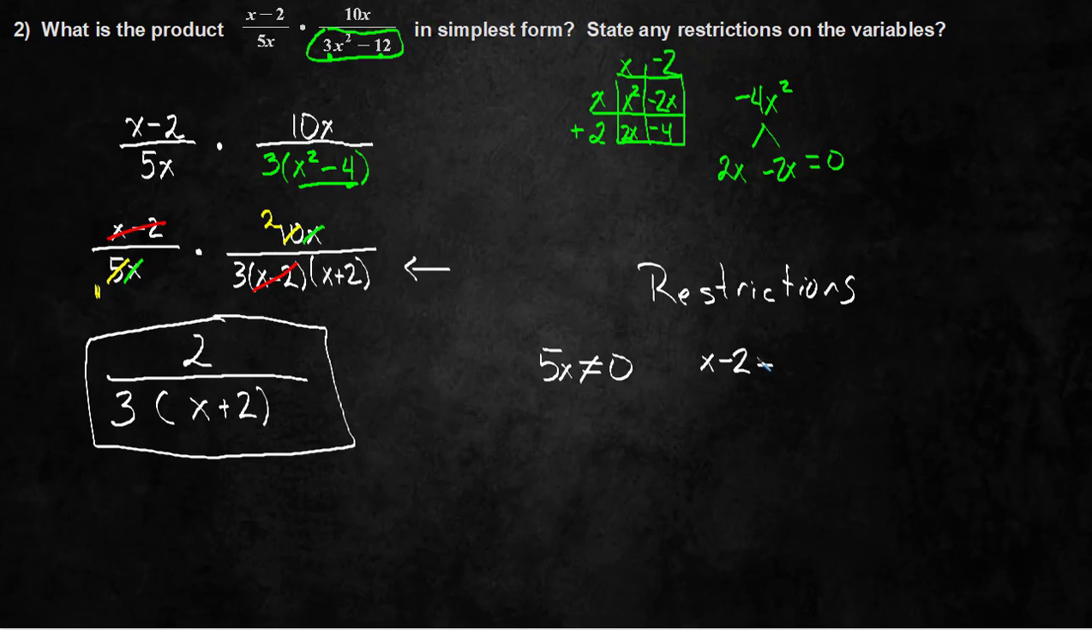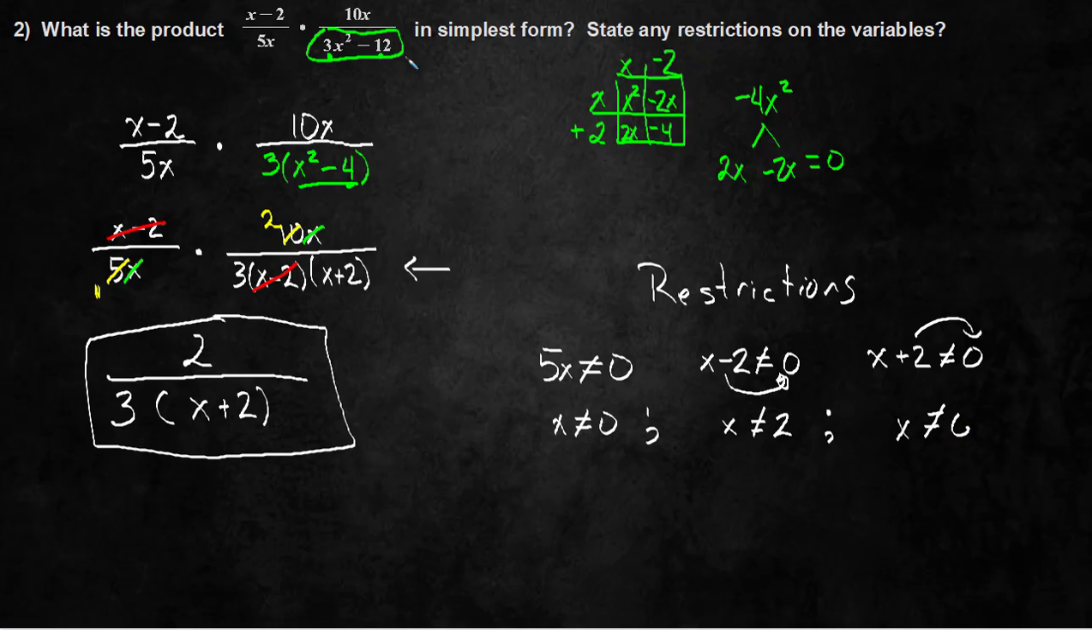X minus 2 can't equal 0. X plus 2 can't equal 0. So when I solve each of these, this ends up becoming x can't be 0. And then I move the negative 2 over, and that becomes a positive 2 on the other side. So x can't be positive 2. And then we'll move this 2 over again, but it's going to become a negative 2 this time because we have to subtract. And so x can't be negative 2.